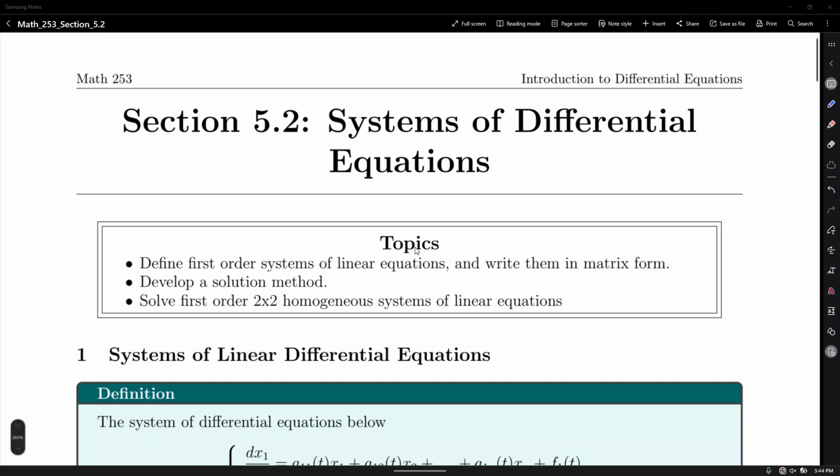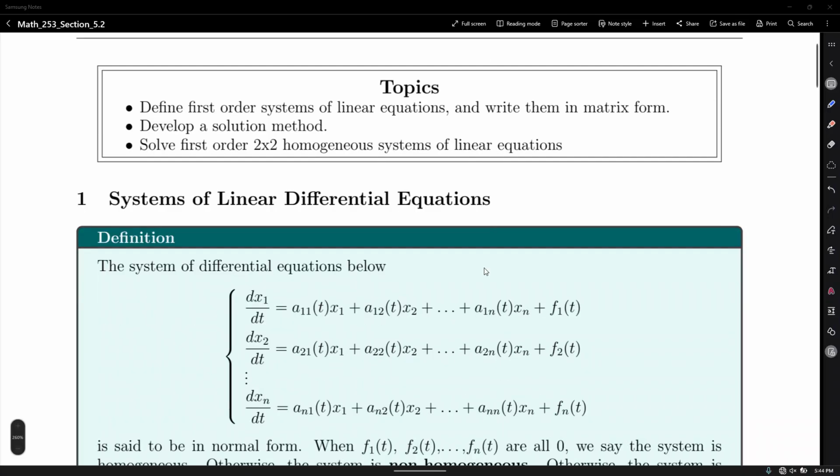So in this section, we're going to discuss how to solve differential equations using the primary tool that we just discussed in the previous one, that is using eigenvalues and eigenvectors. Okay, so let's talk about what systems, first order in particular, systems are, and write them in matrix form. Develop a solution method and solve first order two by two homogeneous, for now, just homogeneous systems of linear equations.